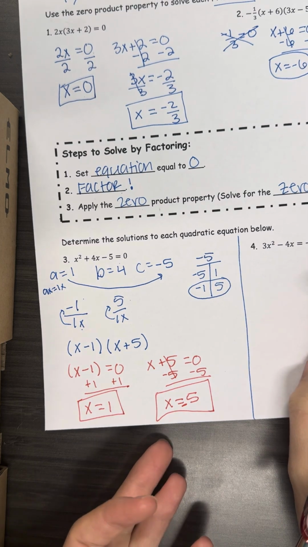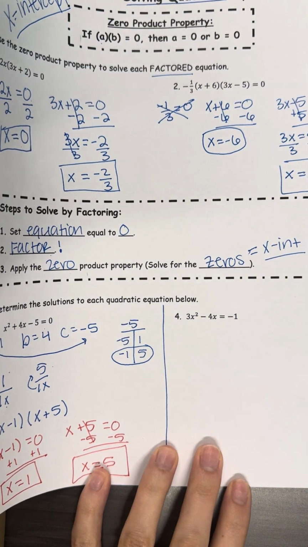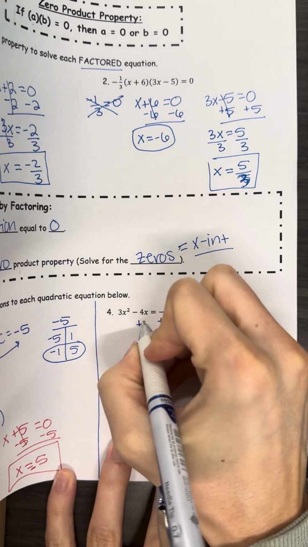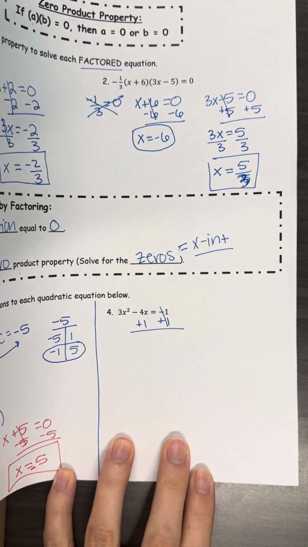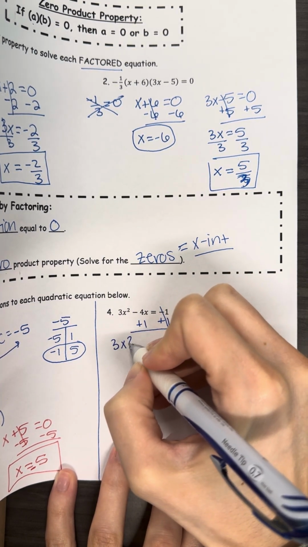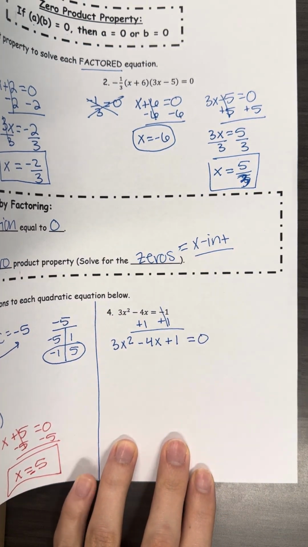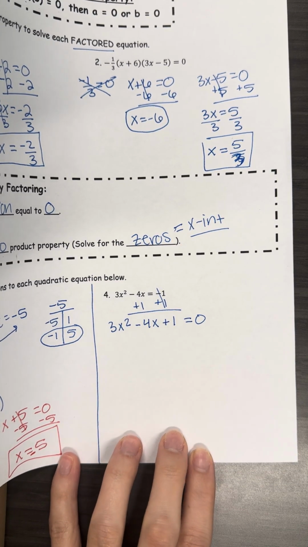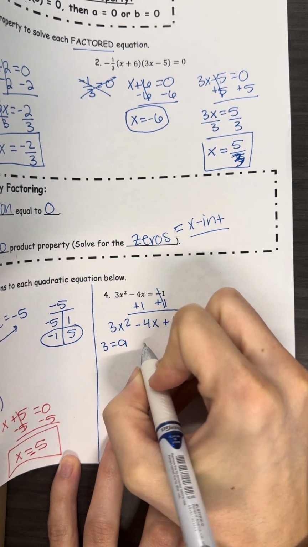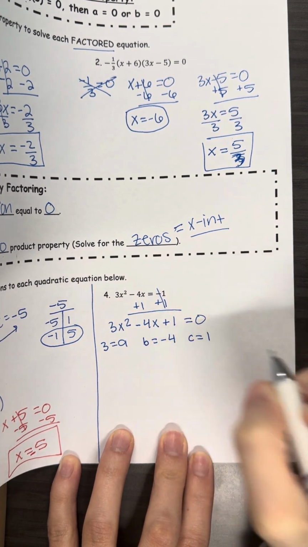Okay. Now for number 4, this one is not equal to 0 yet, so we've got to make this negative 1 a 0. In order to do that, we're going to add 1 to both sides. So this now equals 0. We cannot add 1 to an x squared or an x, so it's now going to read 3x squared minus 4x plus 1 equals 0. Now that we can do that, we can do our, whoops, I wrote that in the wrong order. Our a is 3, our b is negative 4, and our c is a positive 1.